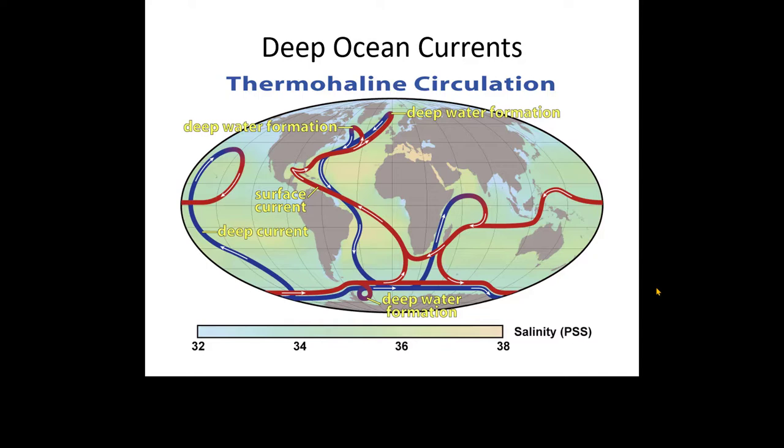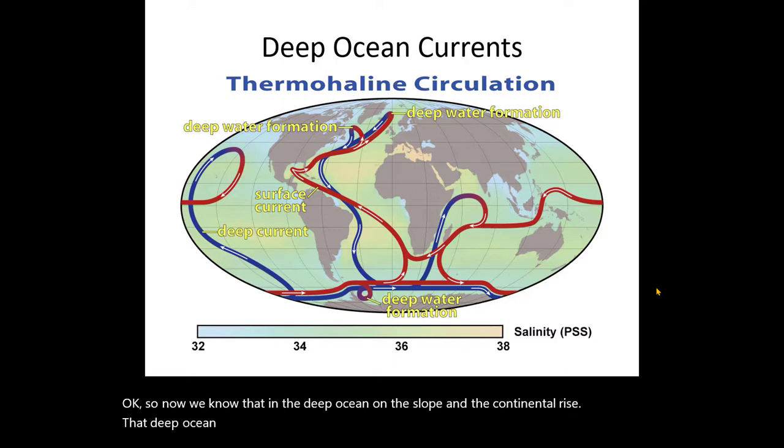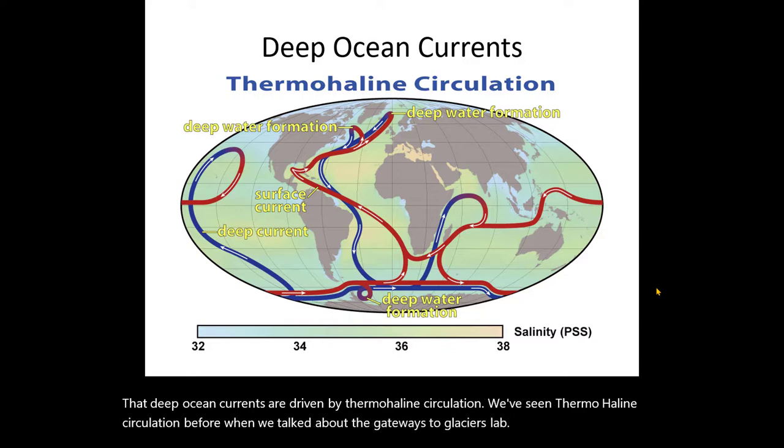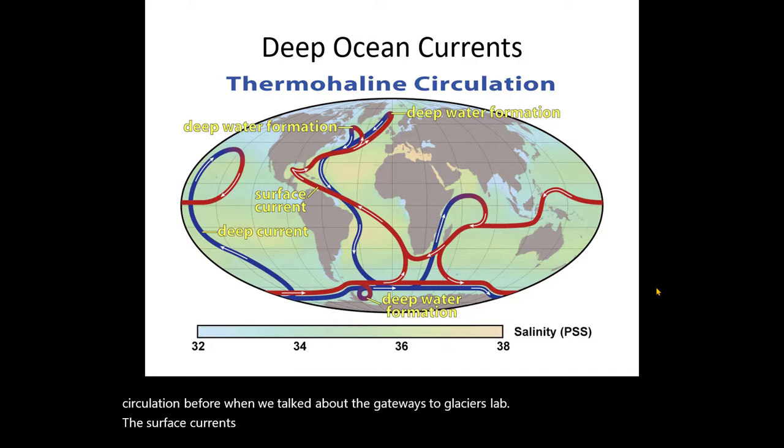Okay, so now we know that in the deep ocean, on the slope and the continental rise, deep ocean currents are driven by thermohaline circulation. We've seen thermohaline circulation before when we talked about the Gateways to Glaciers lab. The surface currents are moving warm water around the Earth, while deep water is moving cooler, dense, salty, cold water around the Earth.